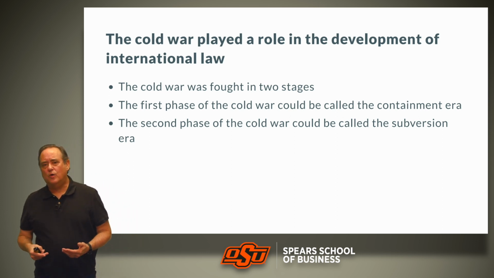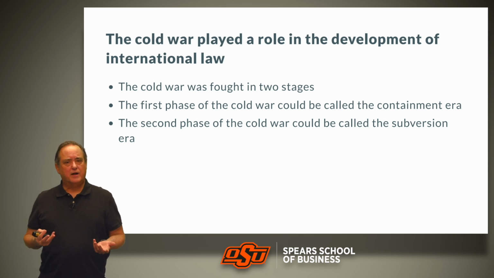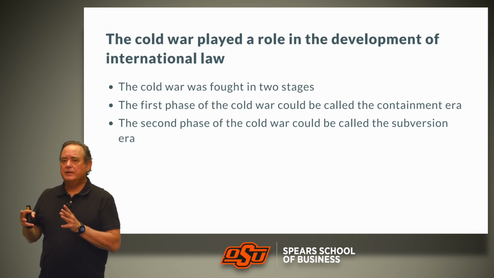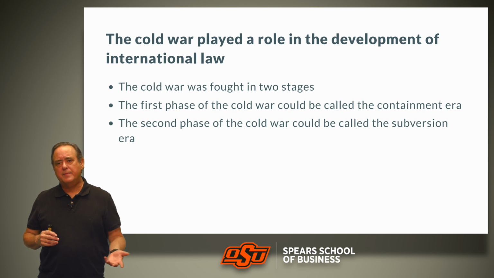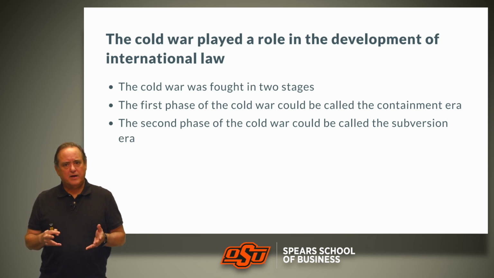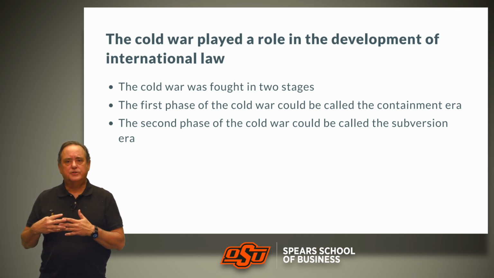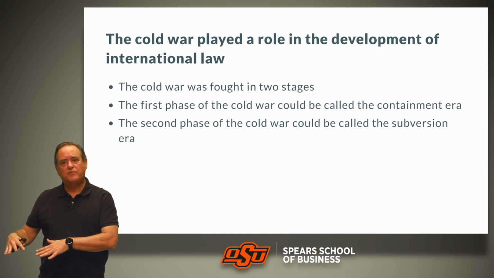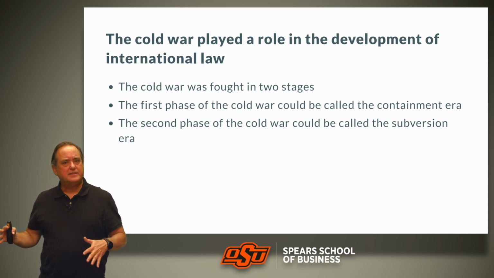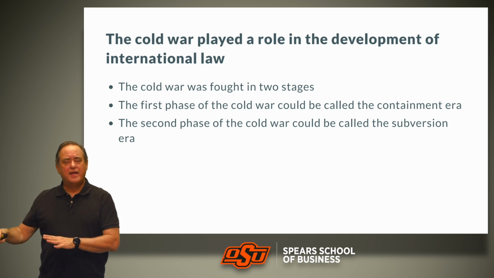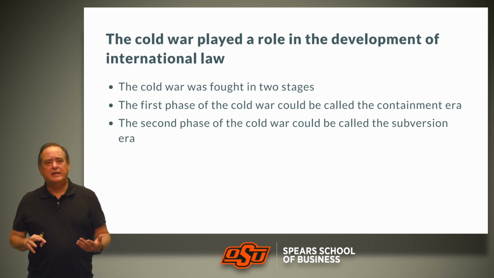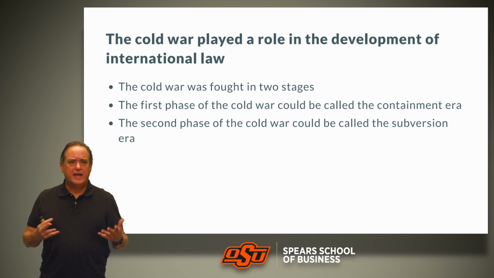Now, the second phase of the Cold War, we can call the subversion era. And this really starts in 1980, with the election of Ronald Reagan. Ronald Reagan was an anti-communist from way back. And during this era, the focus became not let's interact with international law to contain communism. Instead, it was let's subvert communism by whatever means necessary, which means if it is outside the concept of international law, well, that's okay.